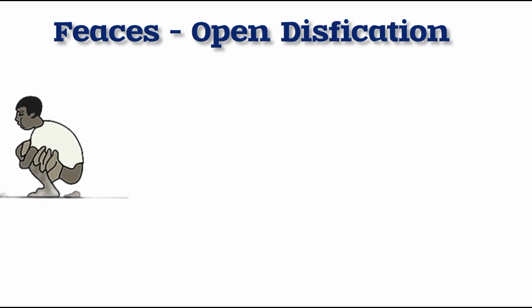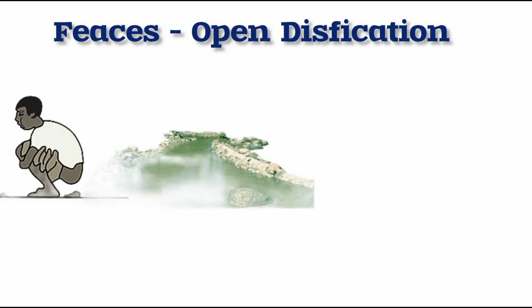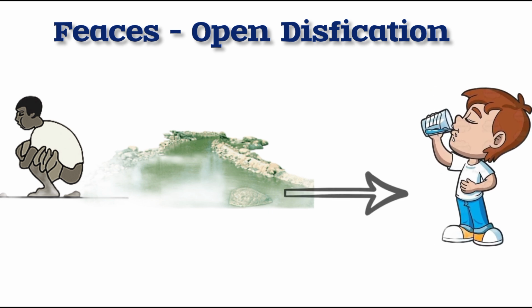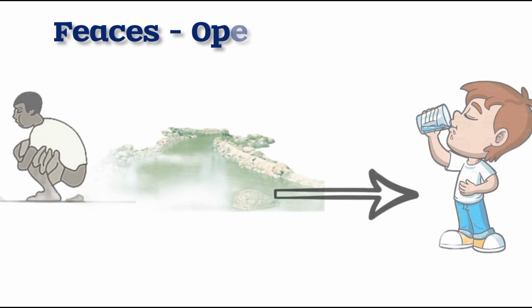It all starts with feces, which are discharged by an infected person or a carrier. Then these feces are left on an open space or near water sources, and they can spread harmful germs into the environment. For example, when it rains, feces can get washed into rivers, which people may use for drinking water, and this can make them sick.